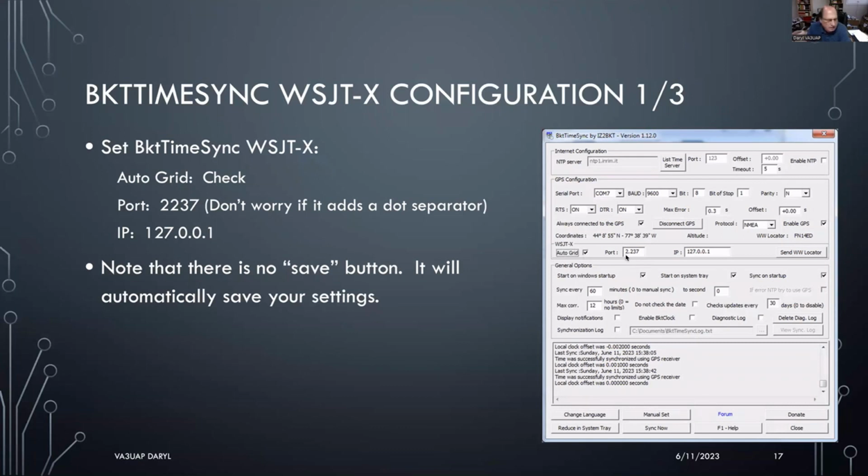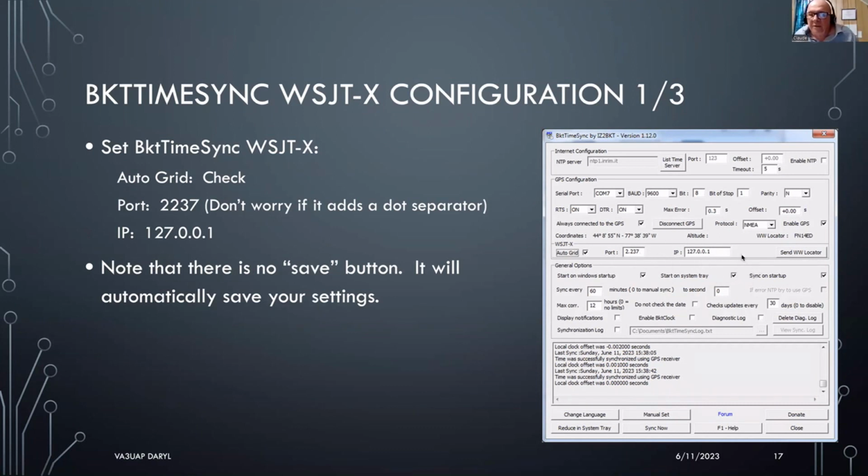Don't worry about the dot that's in there. The guy that wrote this is in Europe. In Europe, they use a different separator than we do in North America. We use comma, they use a dot. In this case, it doesn't even require the dot. Just ignore the dot when it puts it in. The IP address you need is 127.0.0.1. And when we go into WSJT-X, we're going to set these same settings so that it knows what to advertise.